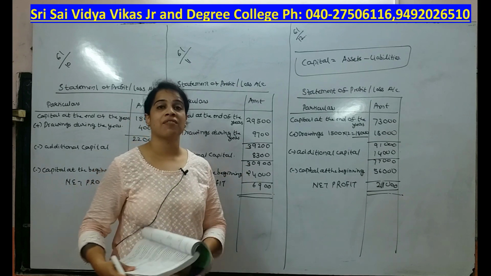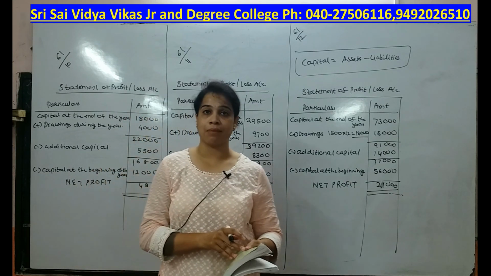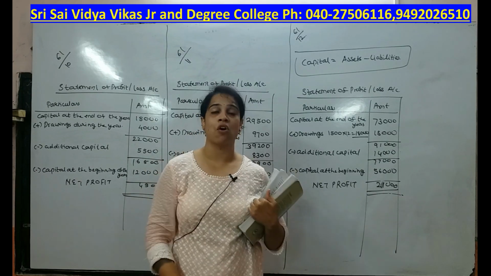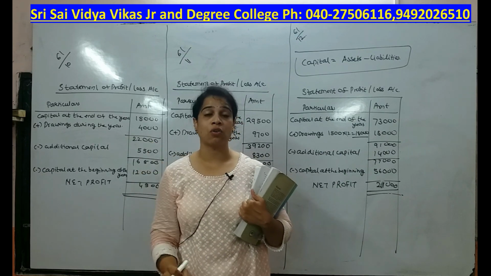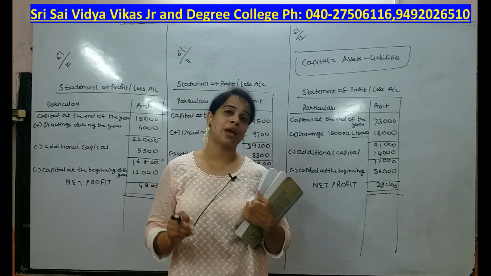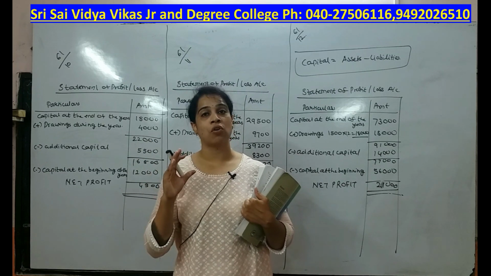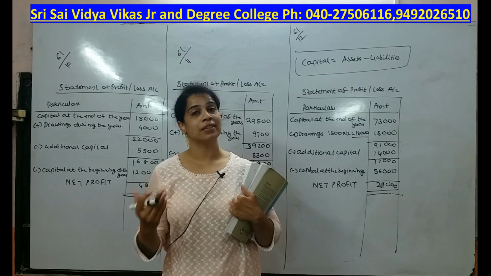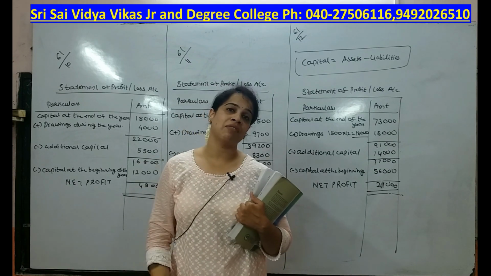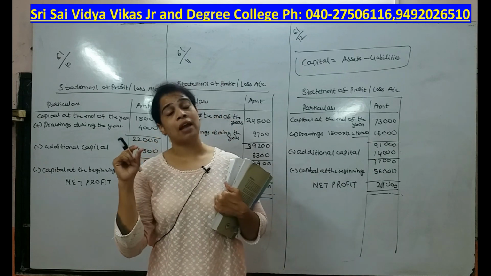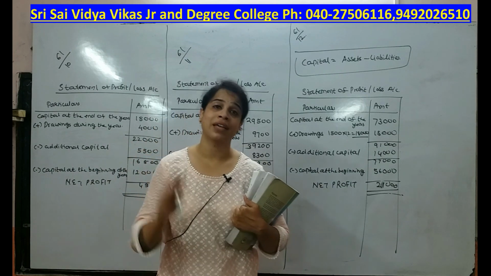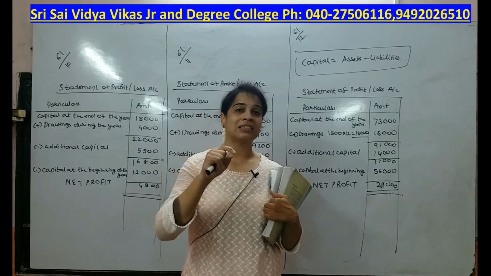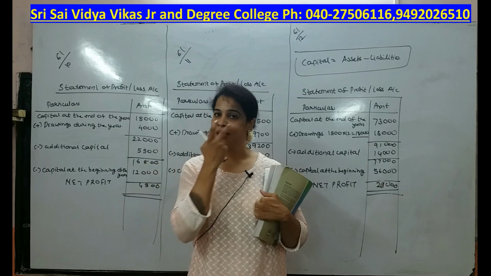In today's class we have concentrated mainly on 3 sums. In these 3 sums we are just sticking to our basic format, that is capital at the end of the year, add drawings, less additional capital, less capital at the beginning of the year. After substituting this, you will get either net profit or net loss. Second thing we have learned is that excess of assets over liabilities is nothing but capital. Third thing we have learned is capital is equal to assets minus liabilities. Okay. Thank you.